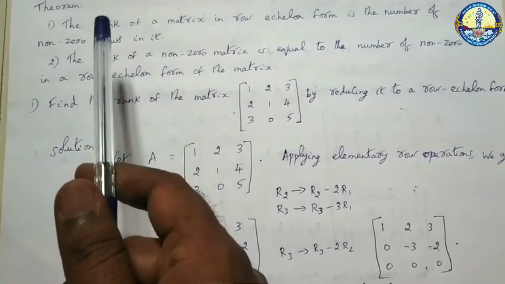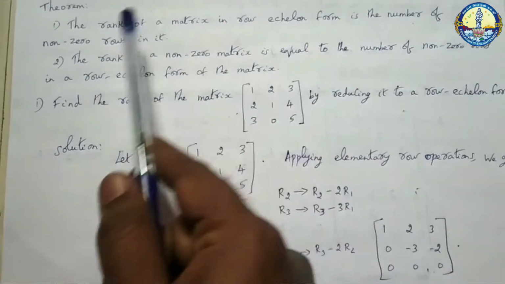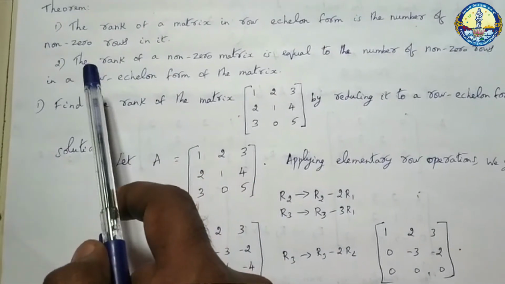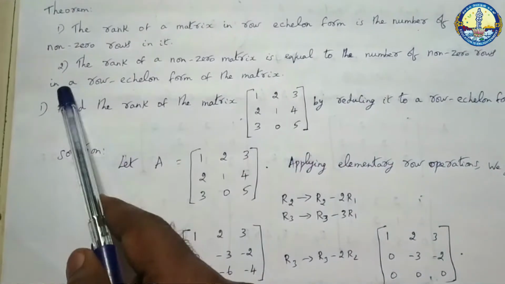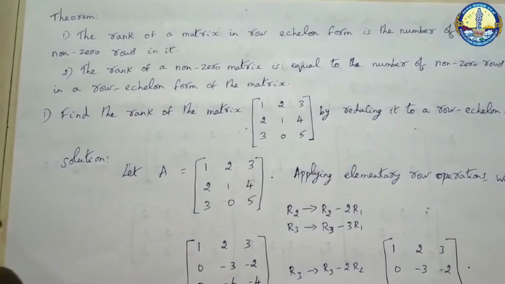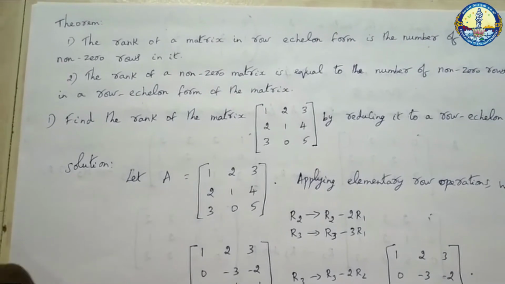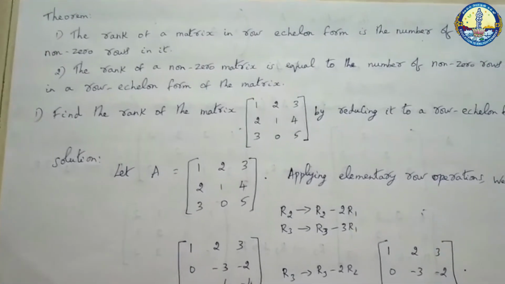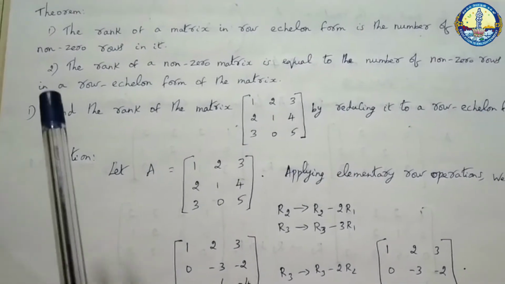This explains that the rank of a matrix in row echelon form is the number of non-zero rows in it. The next one is: the rank of a non-zero matrix is equal to the number of non-zero rows in a row echelon form of the matrix. In a row echelon matrix we simply count the number of non-zero rows and write the rank. If it is not in row echelon form, we change it into row echelon form and find the rank of the matrix. Based on this we solve this problem.